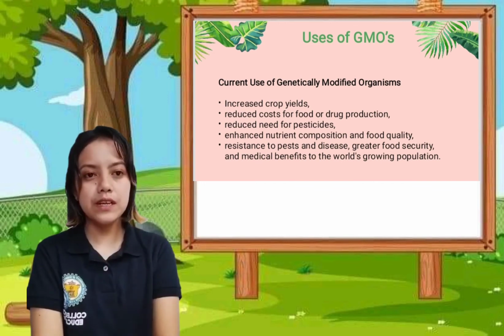Current uses of genetically modified organisms: increase crop yields, mas mapapalawak, papadami yung aanihan; reduce cost for food or drug production; reduce need for pesticides. Dahil nga sa GMO, hindi na masyadong kailangan yung pesticides. Enhance nutrient composition and food quality. Resistance to pests and disease, greater food security, and medical benefits to the world's growing population.